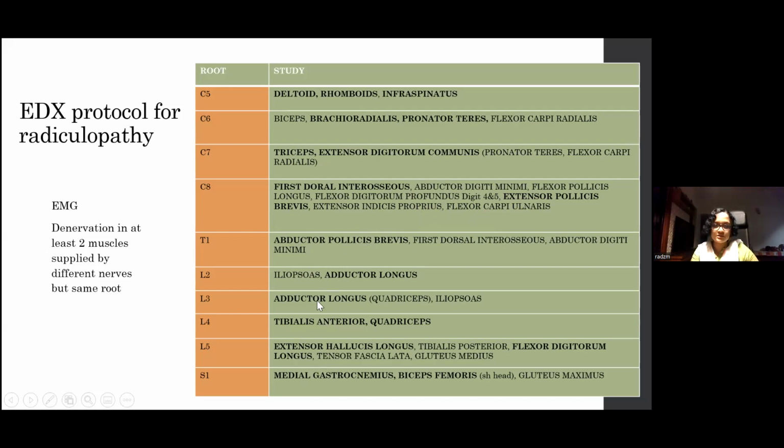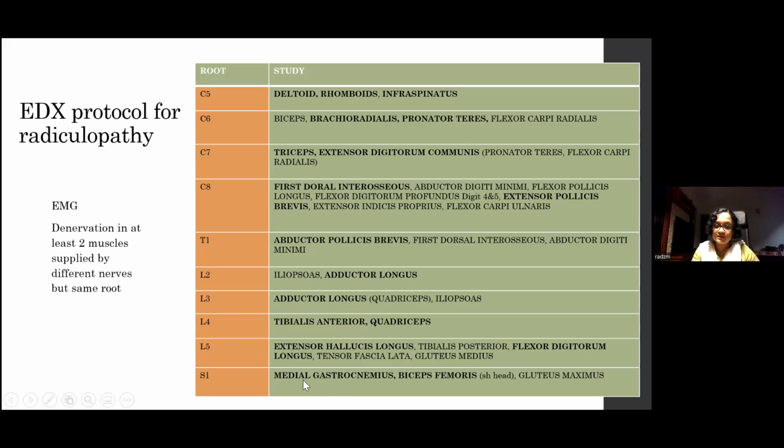And going to the lower limbs, you have L3 adductor. L2, L3, very difficult to be sure because the innervation is not so clear cut, while L4, L5, S1, it's a bit more clear cut. L5, extensor hallucis longus is a good L5 muscle that is innervated by the peroneal nerve, while flexor digitorum longus or tibialis posterior, both are innervated by the tibial nerve, and these are very good L5 muscles. So if you show denervation in both these, that is supplied by two different peripheral nerves but from the same nerve root, you can then localize it to the nerve root L5.